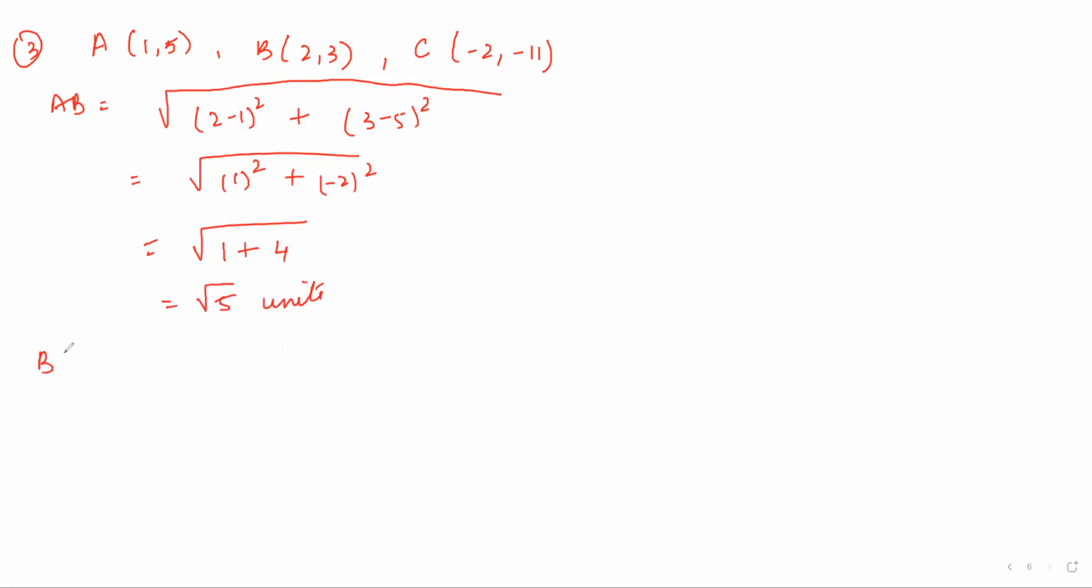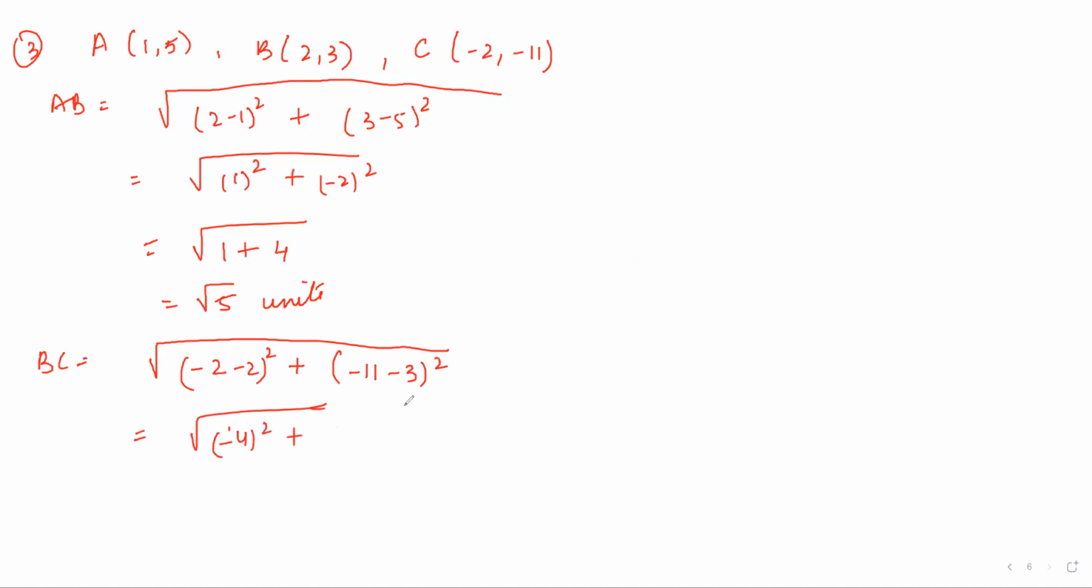Similarly, find BC. Again, x2 minus x1, that means -2 whole square plus -11 minus 3 whole square. So this is like minus 4 whole square plus minus 14 whole square, right? So 4 into 4 is 16 and 14 square is 196. Perfect squares I think you should remember, you are studying them from class 7th or 8th.